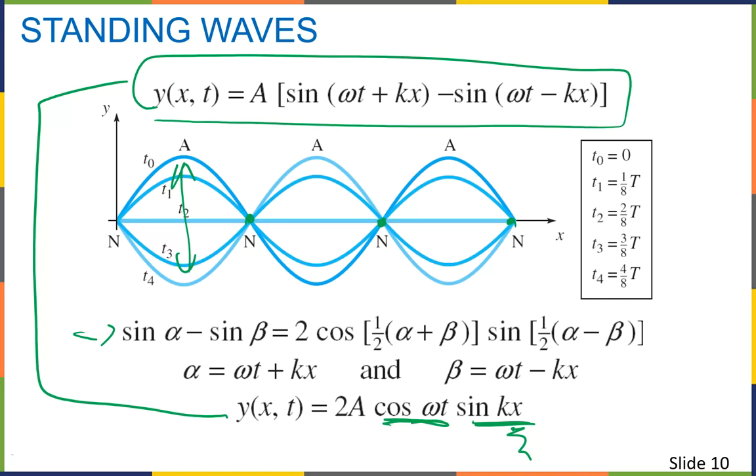So if I have two waves traveling through space and they go through each other, then I can have this kind of superposition. Some places I will have a loud sound because sine kx will be 1. Some places I'll have no sound because sine kx will be 0.